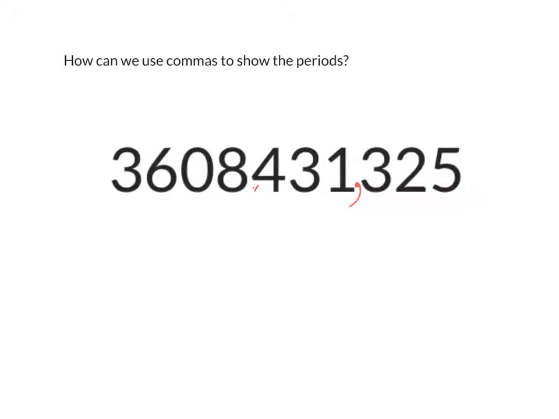My screen is laggy, but we need another comma there. There we go. Then we move into the millions. We have 1 million, 10 million, 100 million. We need another comma there. Then we actually move into the billions here.